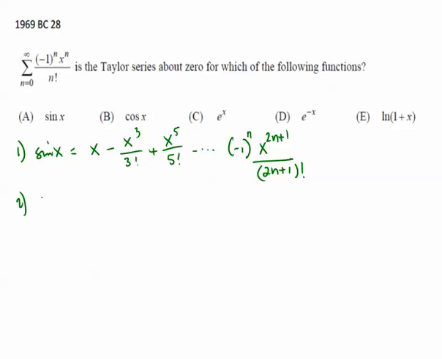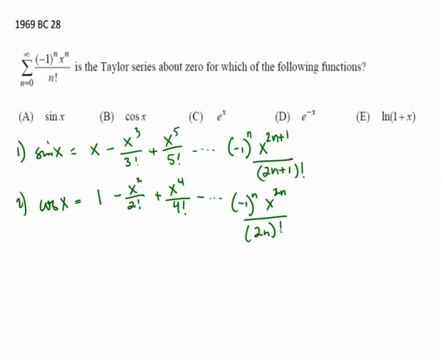Cosine is going to be similar, cosine of x, but it uses only the even terms. And it also has -1 to the nth, and it is simply x to the 2n over 2n factorial. Neither of those we have there.